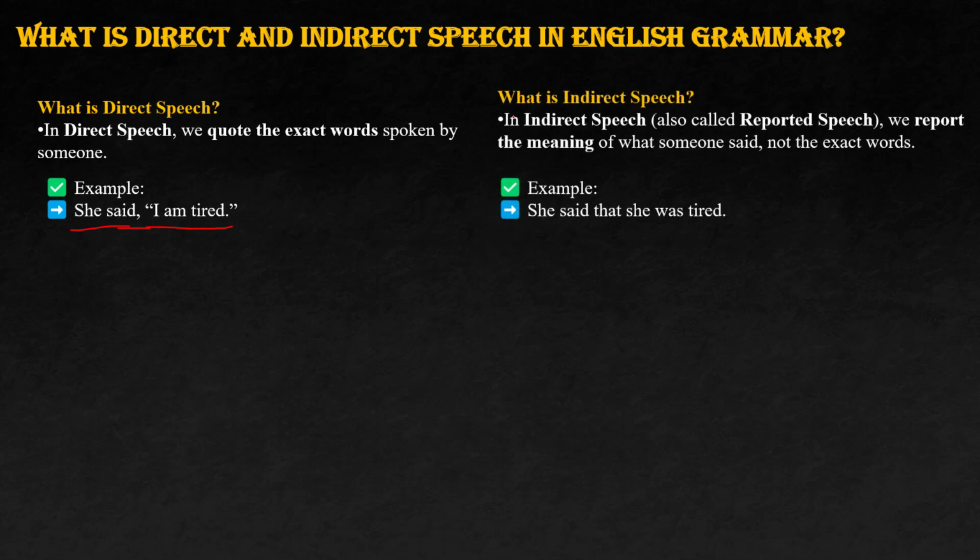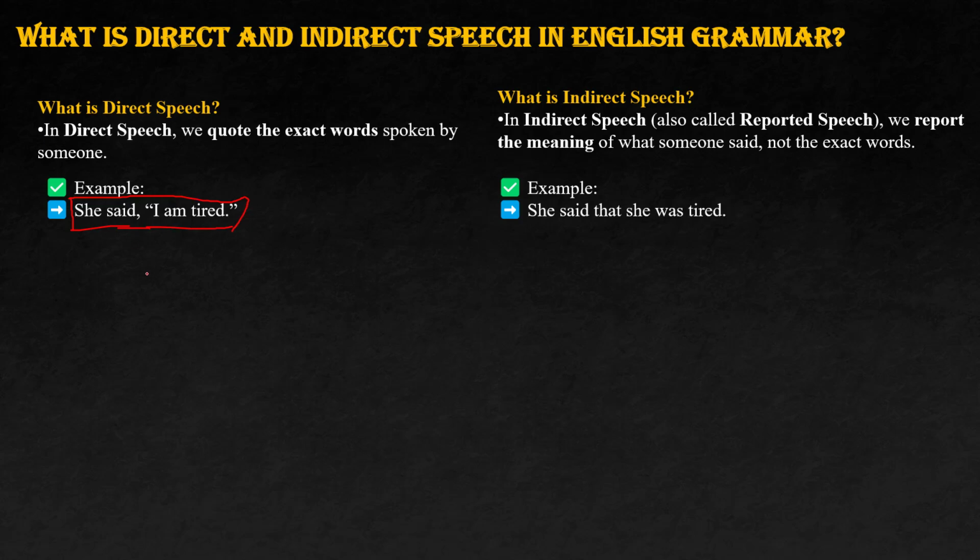Now to convert this into indirect speech, what exactly we do here is, in short, we report the meaning of what someone said. For example, I need to tell about my friend. So she told me that she is or she was tired. Now I need to tell this particular sentence to someone else, to my friend. Just imagine my friend is John. So for him I need to tell this.